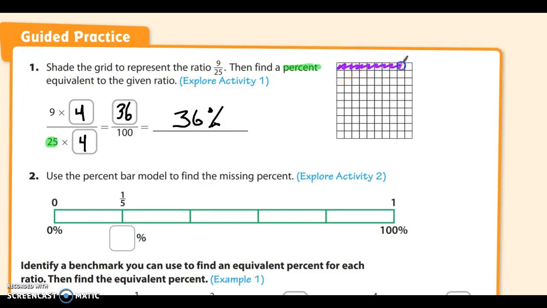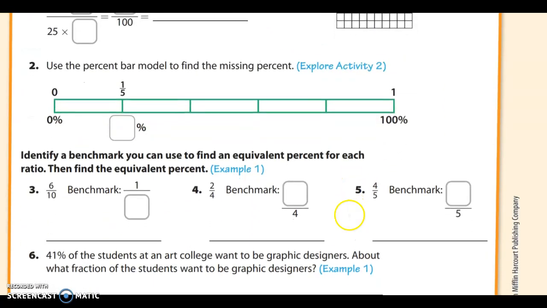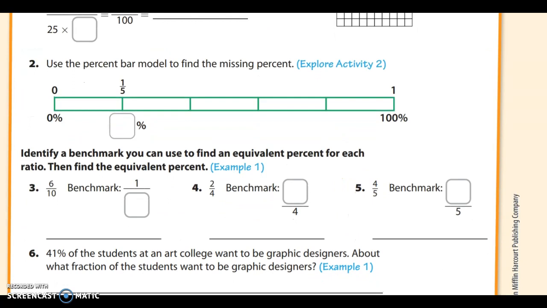That could just be 3 rows and then 6 squares. 36 out of 100 is 36%. Check out number 2. This is what I was just asking you to memorize a few minutes ago. This one should be super easy. Use the bar model to find the missing percent. 1/5 of 100 is 20. So 1/5 of 100% is 20%.